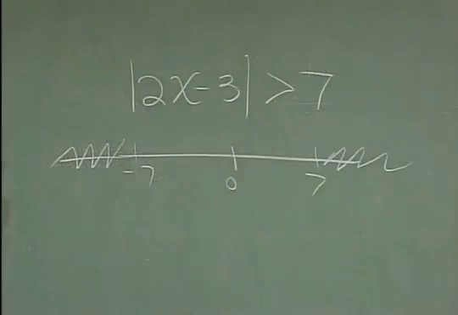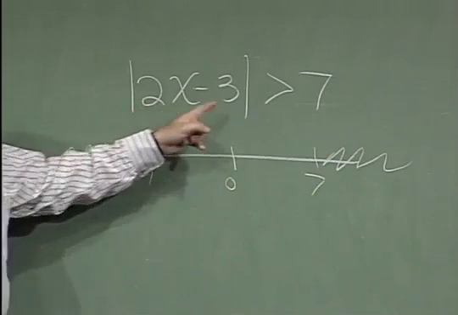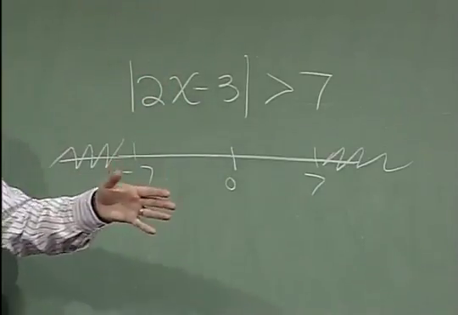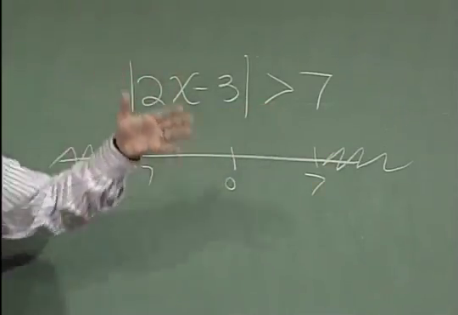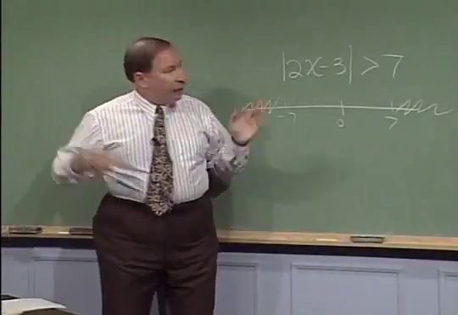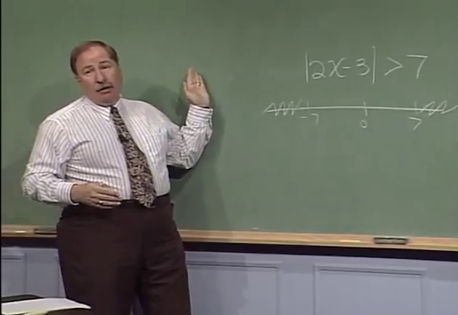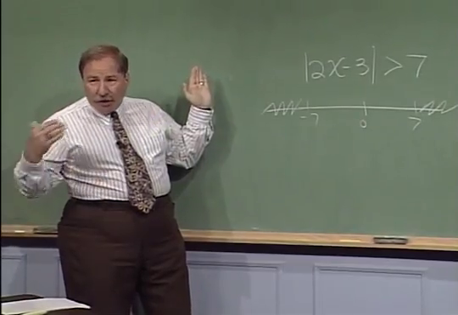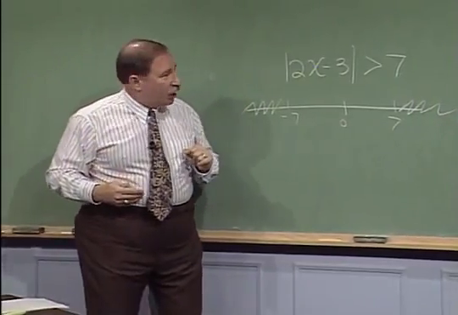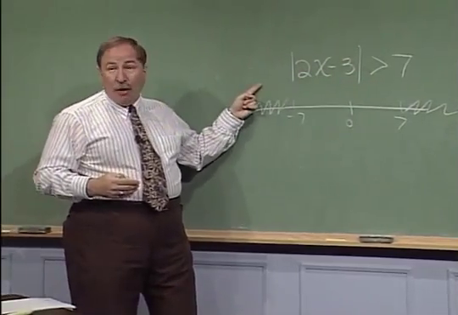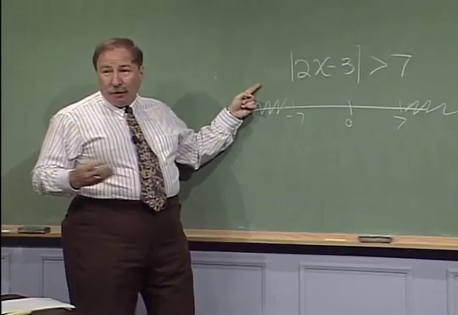The word or. One way I try to get my students to remember this is think of the absolute value symbol as two walls. Greater than means you're outside the walls. You're either outside up here or outside down there. It's an or situation. If you think about it, you can't be both places. I mean, a person couldn't be on this side of the wall and on that side of that wall at the same time. It's impossible.